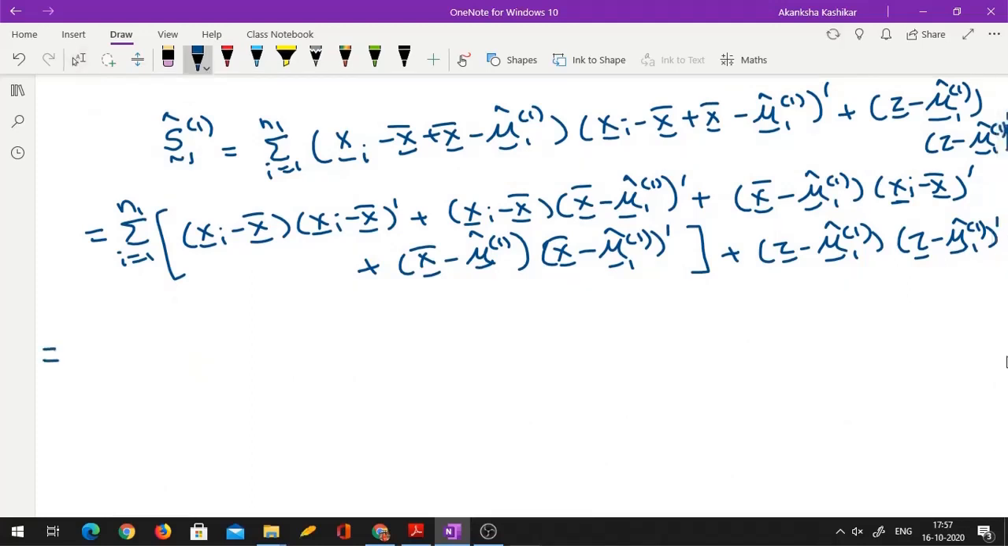Now the first hypothesis says z comes from the first population. The second hypothesis says z comes from the second population. So what we will do is we will compute the maximum likelihood under both these hypotheses, and then consider the ratio. Let us take the summation sign inside. So I have sum over i going from 1 to n1, xi minus x bar into xi minus x bar prime, and this is the first term.